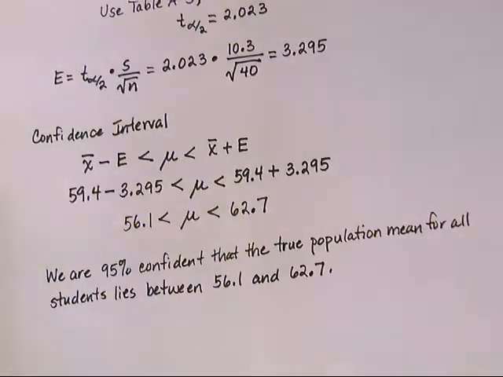Now here you can just say that, or if you want to be elaborate about it, you can say that we are 95% confident that the true population mean of all students who are able to determine when 1 minute or 60 seconds have passed falls between 56.1 and 62.7 seconds. Okay, problem number 8 is a hypothesis testing problem.